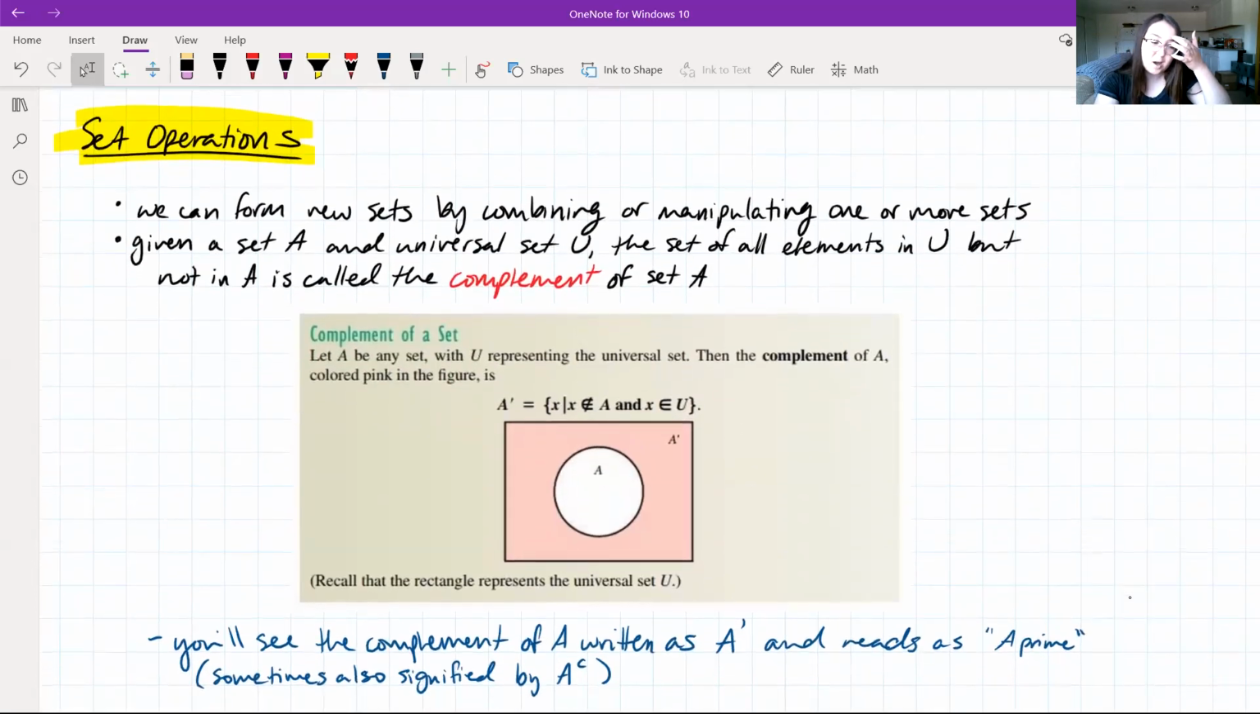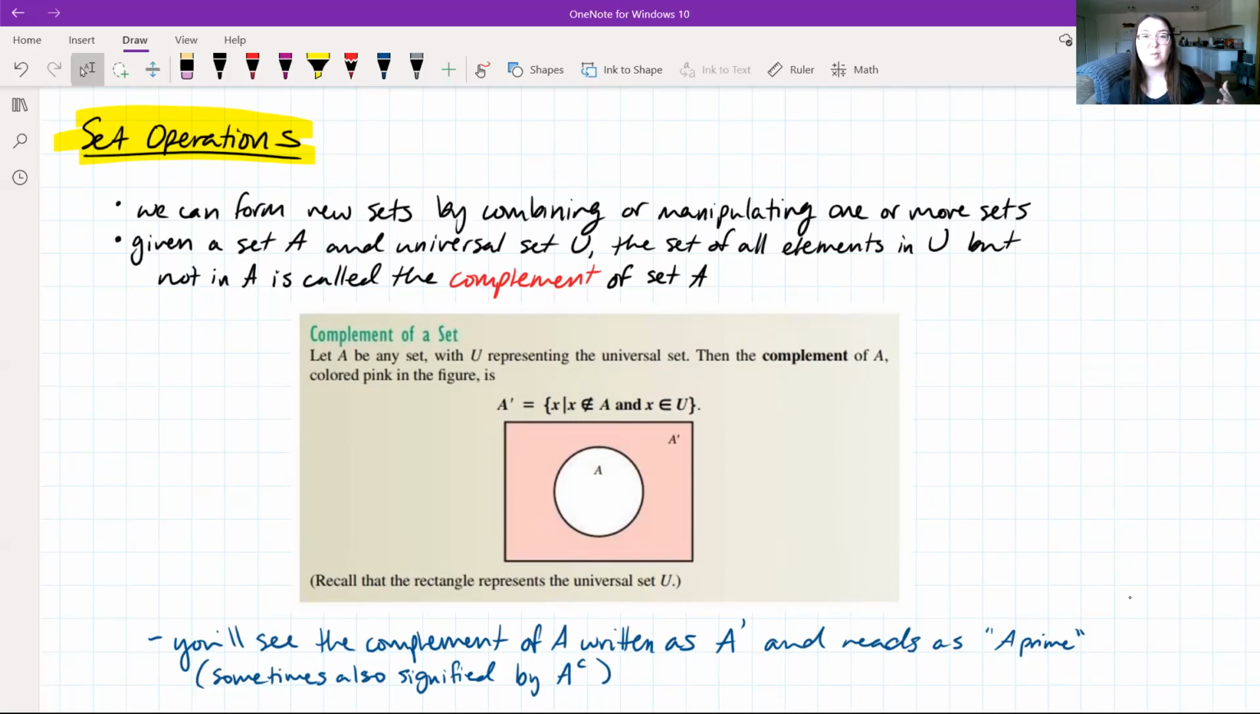So moving on to our set operations, we can form new sets by combining or manipulating one or more sets. So given a set A and the universal set U, the set of all elements in U but not in A is called the complement of set A. So for the complement of a set, looking at our book definition, we have: let A be any set with U representing the universal set. Then the complement of A, colored pink in the figure, is A complement, which is also normally written as A with an apostrophe, or we call it A prime.